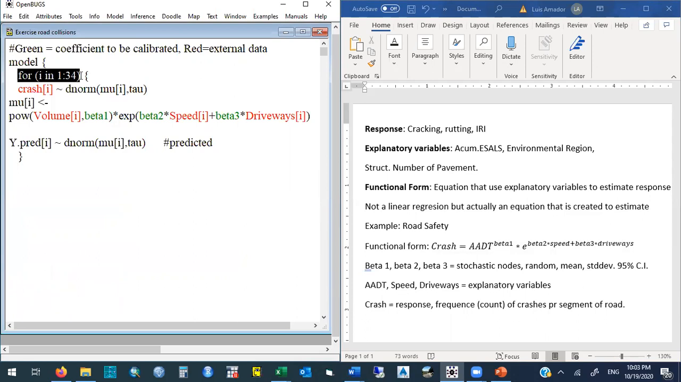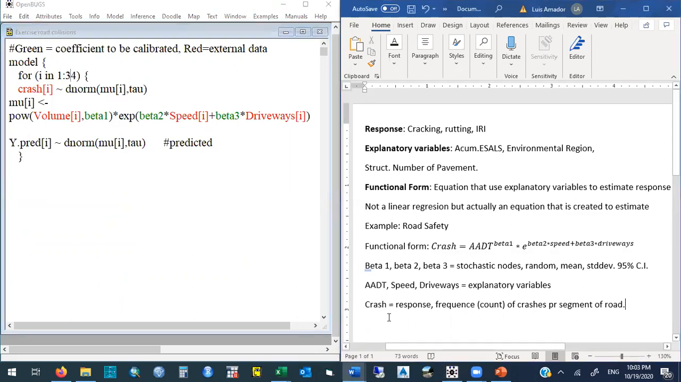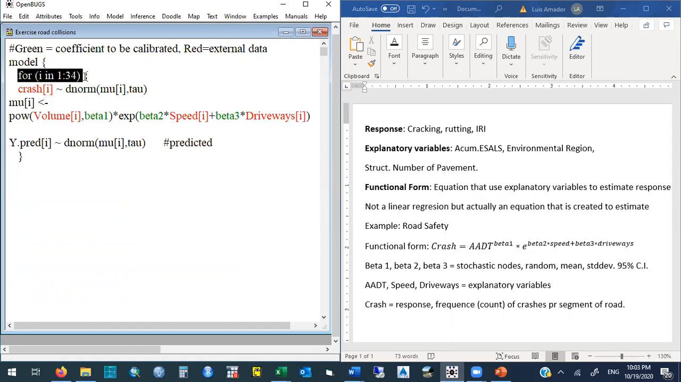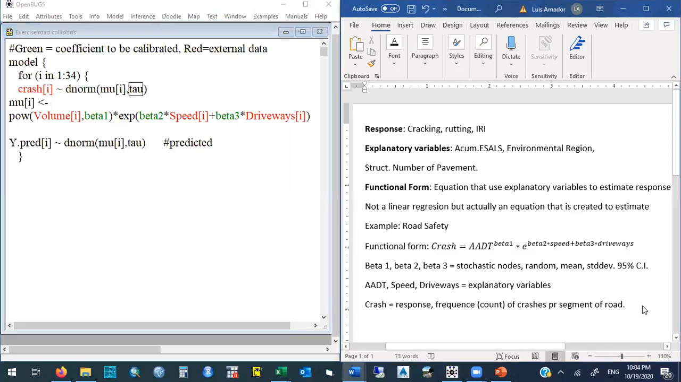Then it depends on how many observations you have. In this case, I have 34 observations. So this is just a simple loop that I create for the number of observations I have. And then I open a new loop that is defining what is going to happen for these 34 observations. And the first one is saying that the number of crashes is distributed normally with a mean and a precision. Precision is 1 over the standard deviation squared.